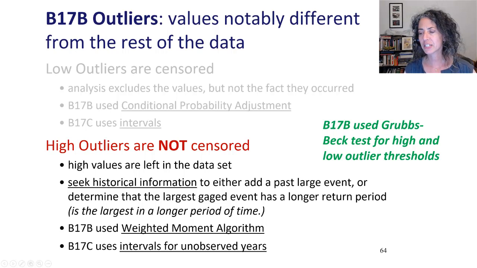So what the guidance suggested was seeking historical information, and primarily, it was trying to determine if that largest gauge event was actually the largest in a longer period of time than the length of the gauge record would indicate. Determine if it actually had a longer return period, if there's a historical period in which we know that that flood magnitude wasn't exceeded. In that case, 17B used something called the weighted moments algorithm, and Bulletin 17C instead uses intervals to define the unobserved years, the historical years for which we know that the large systematic flow wasn't exceeded.